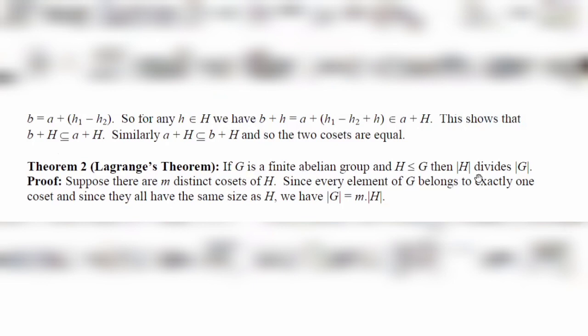If G is a finite abelian group and H is less than or equal to G, then the order of H divides the order of G. This is the statement, and here's the proof of the theorem. Suppose there are m distinct cosets of H. Since every element of G belongs to exactly one coset, and since they all have the same size as H, as we have studied in the previous example, we have the order of G equals m times the order of H, right?